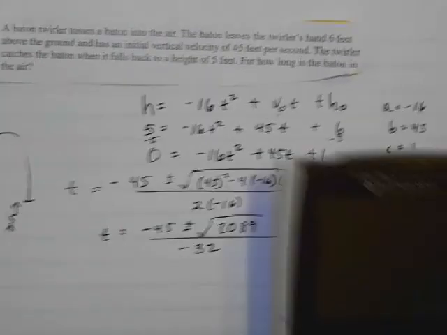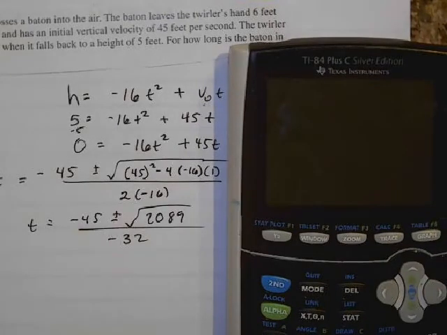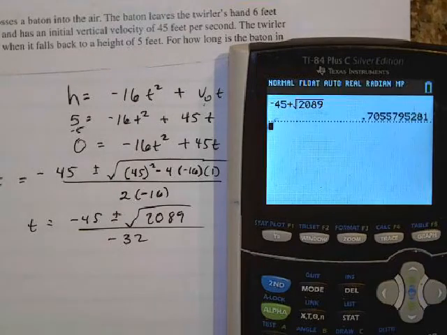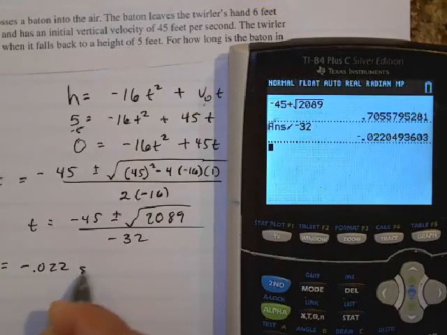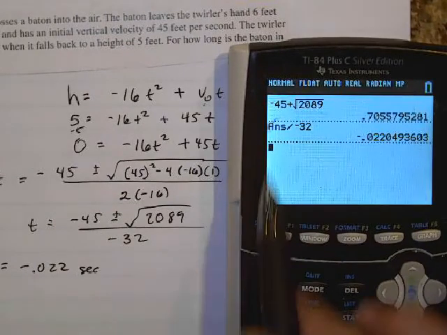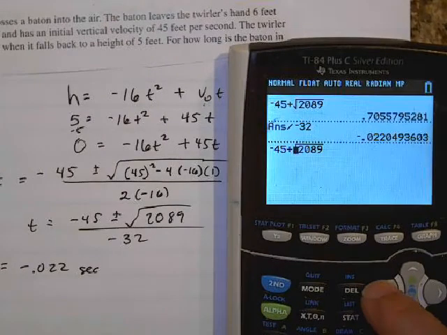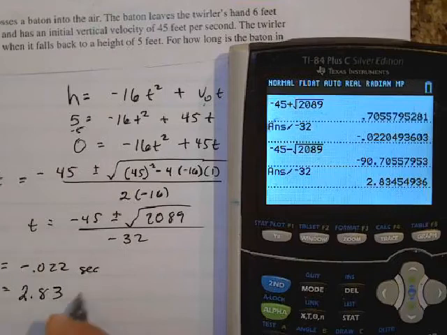So then I'm going to type that into my calculator. So I'll have negative 45 plus the square root of 2089 divided by negative 32. So t equals negative 0.022 seconds. And then let's go do the one where it's subtraction. So I'm going to hit second enter, or you can just retype the equation again, but I'm going to push minus, divide by negative 32. So t equals 2.83 seconds.